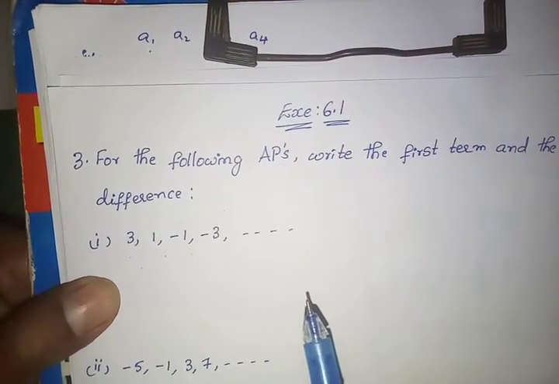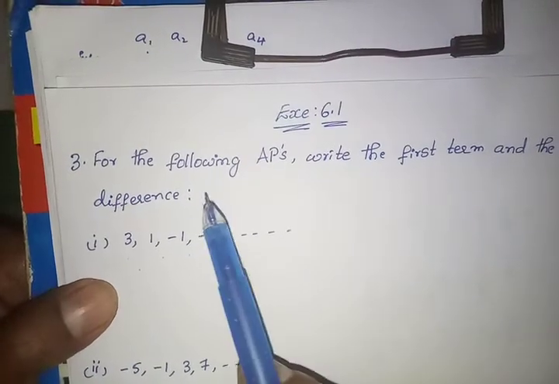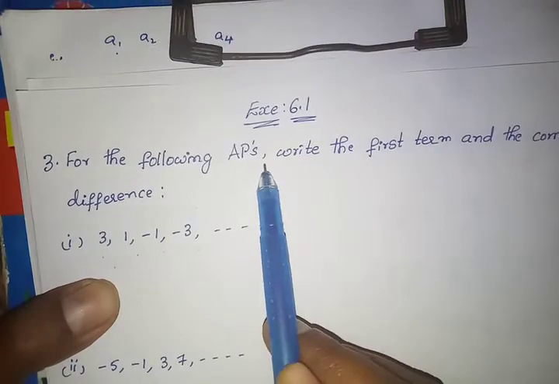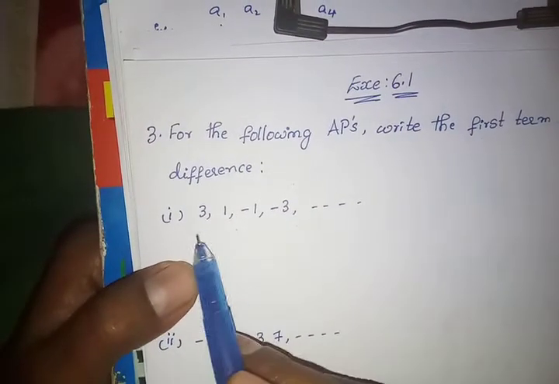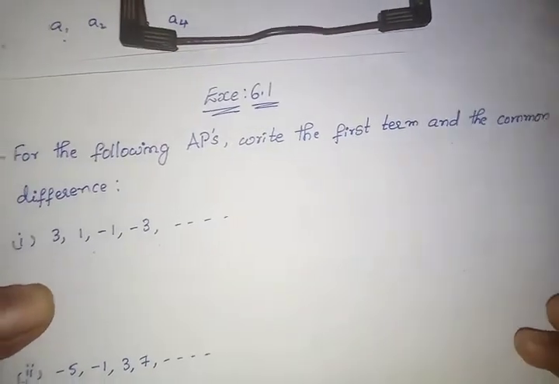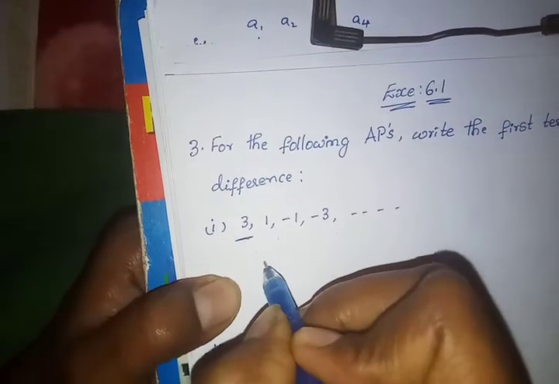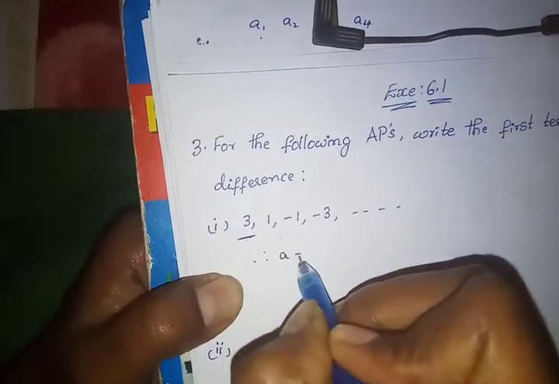Today we are going to discuss exercise 6.1, third and fourth problem. See the question. For the following APs, write the first term and the common difference. In that, see the first one. What do they ask us to write? First term and common difference. What is the first term here? This is it. Therefore, a equals 3.